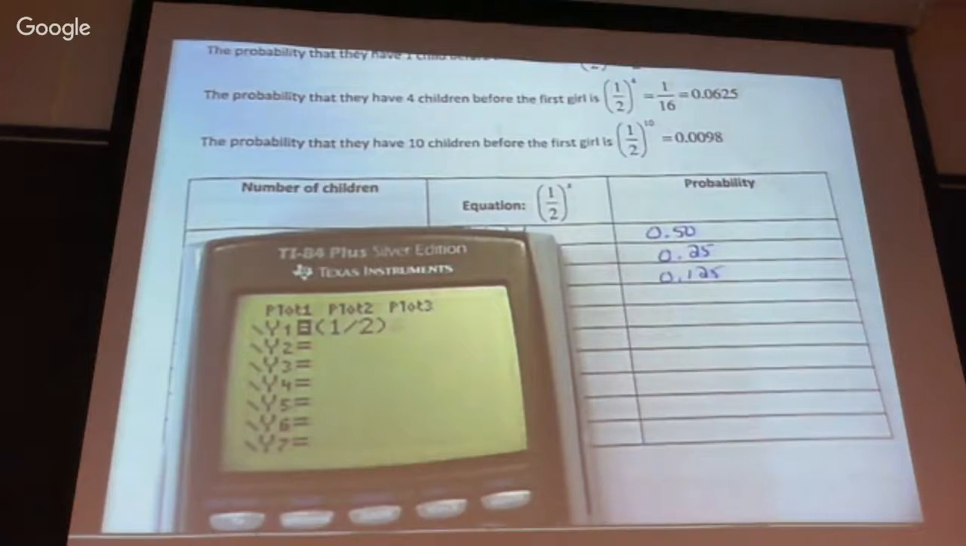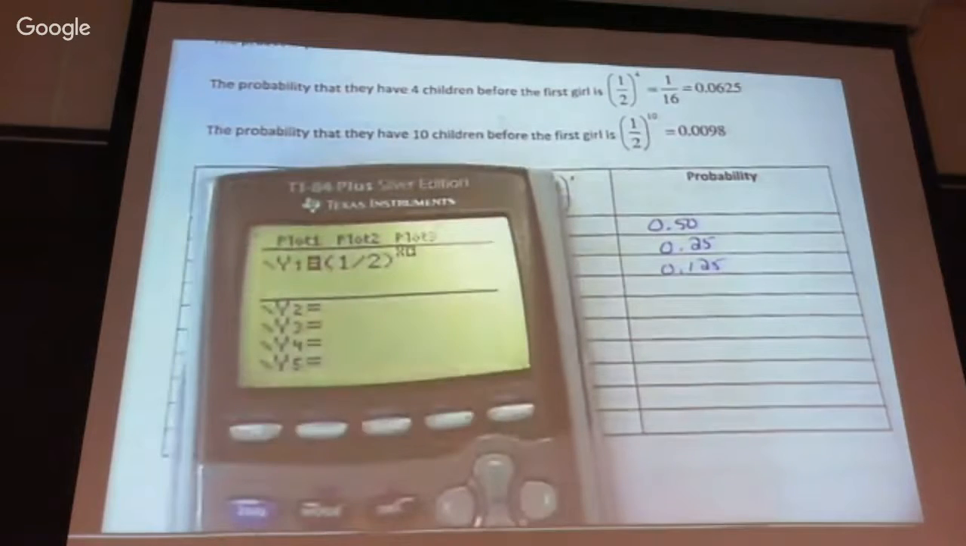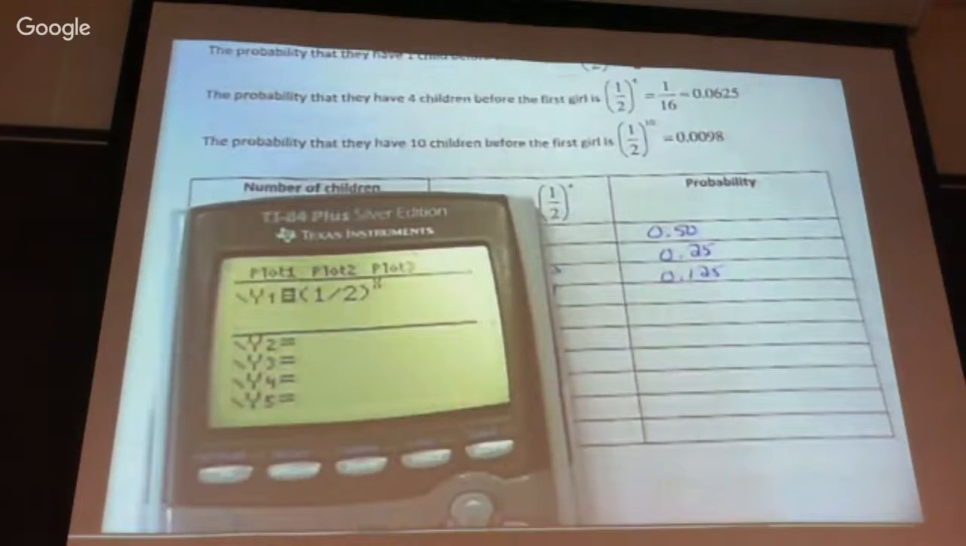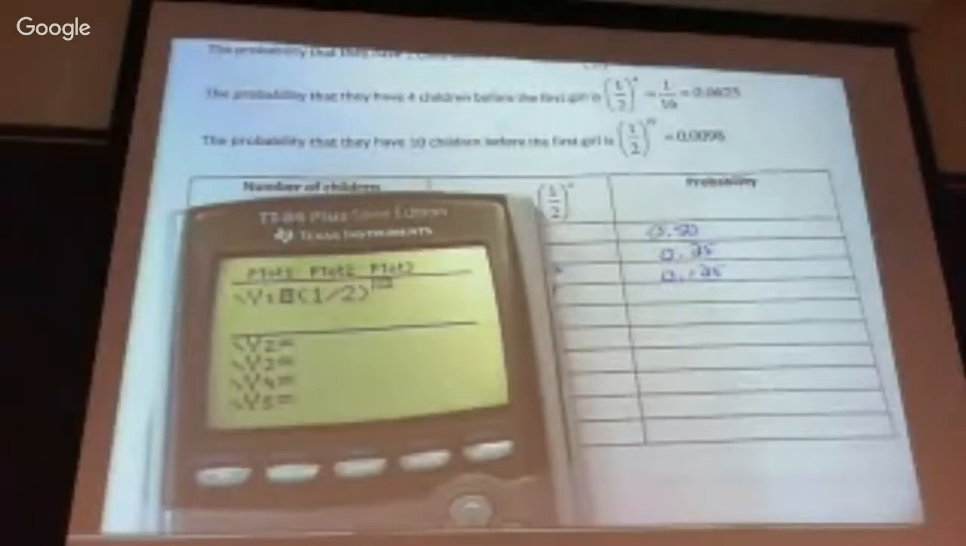But we're not going to raise it to a number. We're going to raise it to an x, because x could be 1, 2, 3, 4, 5, 6, 7, 8, 9, 10. So first let's make sure that in y1 we all have parenthesis 1 division 2, close parenthesis, raised to the x. My calculator just raises it. Yours may have the little raise symbol, little caret, x. Not a number, x. We good?